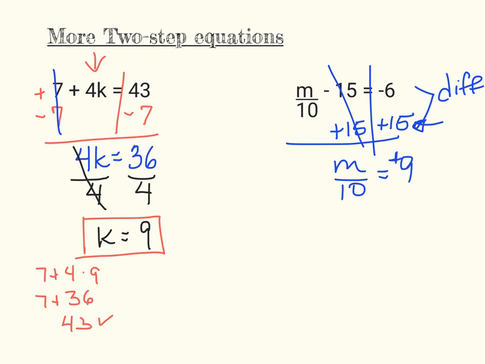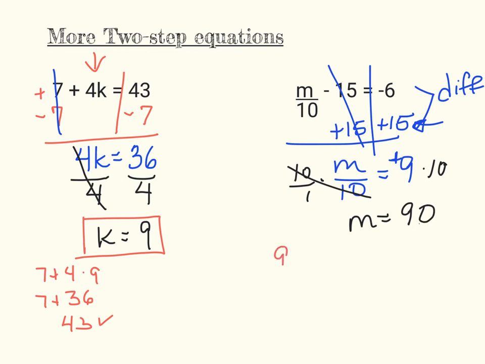I still have to deal with the divide by 10. What's the opposite of divide by 10? It would be times 10 on both sides. These 10's cancel. I'm left with m equals 9 times 10 is 90. So m should equal 90 if I did this correctly. Let me just fix that so it's clearer. Sorry about that. So let's go and check that work, make sure.